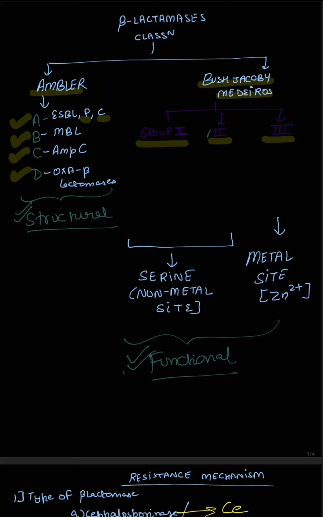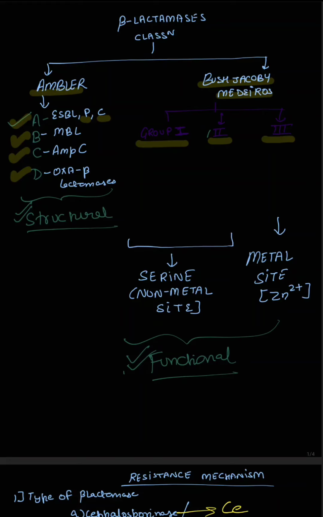In case of Ambler classification, we have four groups: A, B, C and D. In group A, we have extended spectrum beta lactamases, penicillinases and cephalosporinases. In case of group B, we have metallo-beta lactamases, and in case of group C, we have AmpC beta lactamases. In case of group D, we have OXA beta lactamases.